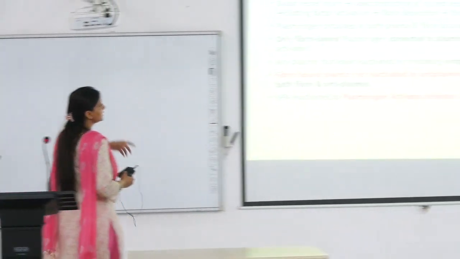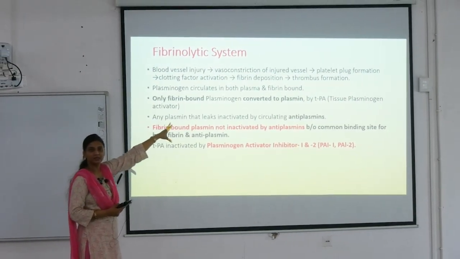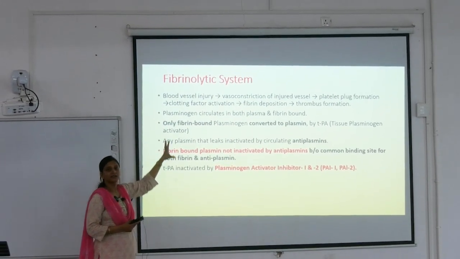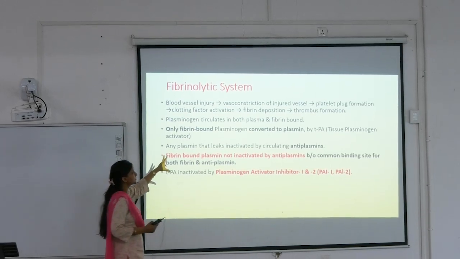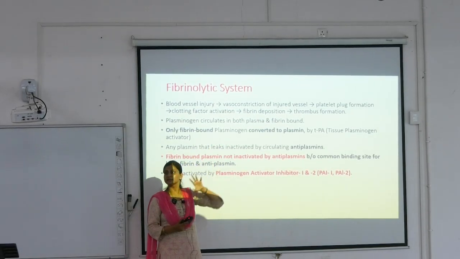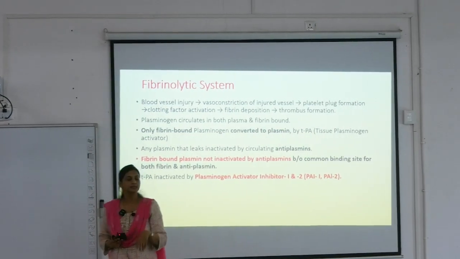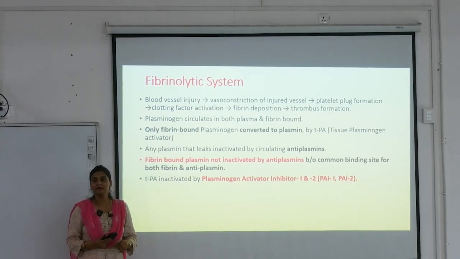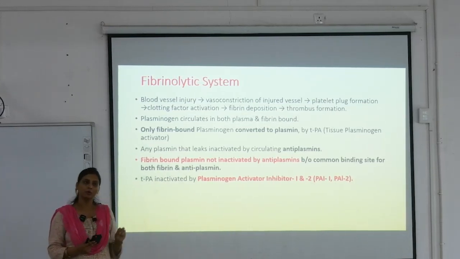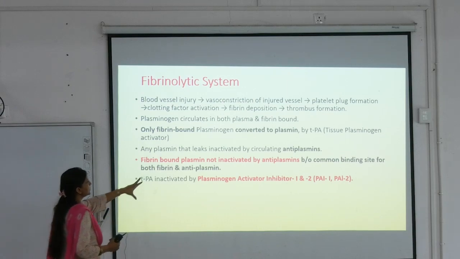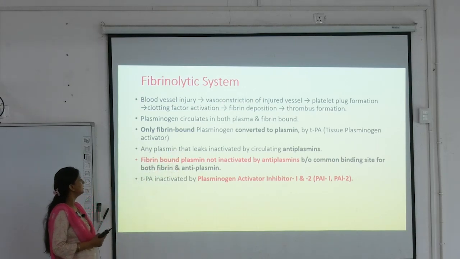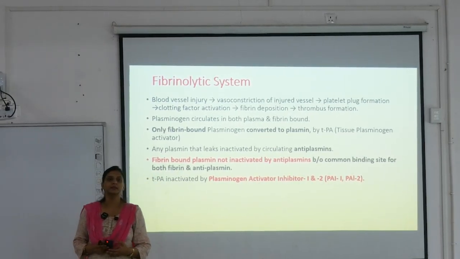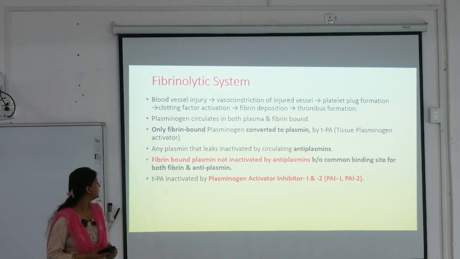So there is a blood vessel injury, vasoconstriction, platelet plug formation. The clotting factors get activated and there is fibrin deposition. As a result of which, what is formed? Thrombus. Plasminogen circulates in the plasma and it is also in the fibrin bound form. We are more concerned with the fibrin bound form. Why? Because the fibrin bound plasmin is not inactivated by the antiplasmin.